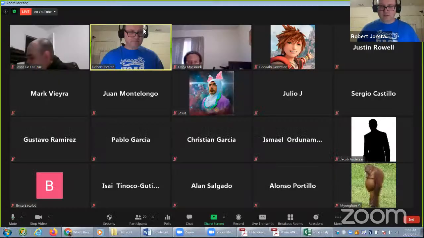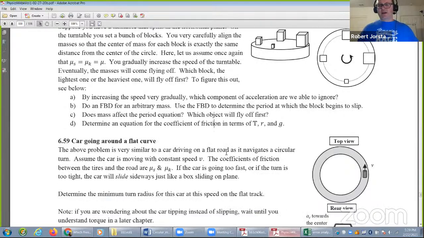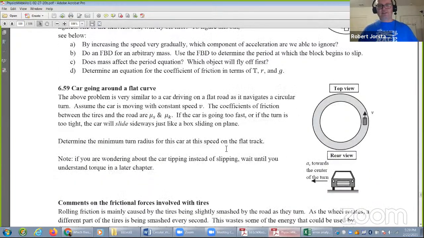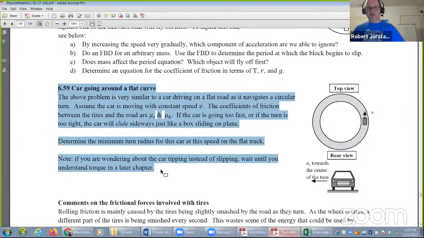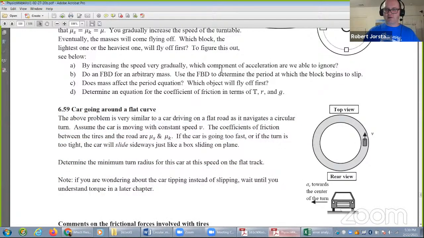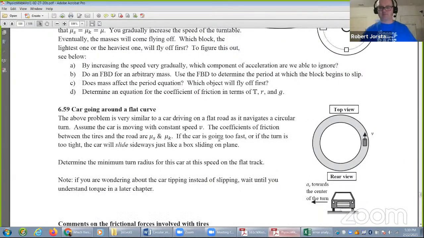Okay, let's get back to work here, and let's see where we're at. Okay, so let's go to this one now. All right, so now I show you that for this reason. This is actually very similar to a car going around a flat turn. It looks a little bit funky because the car drives around in a circle, whereas in the previous problem, the masses were going around in the circle because the road itself was spinning. But the physics is nearly identical when you look at the FBD.